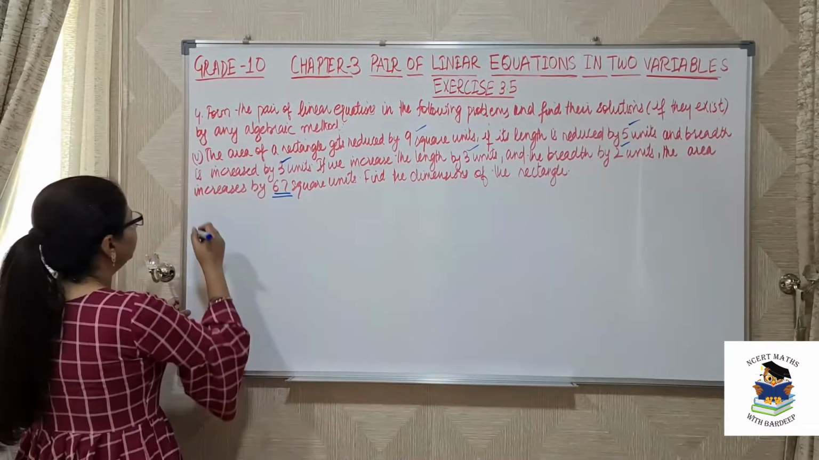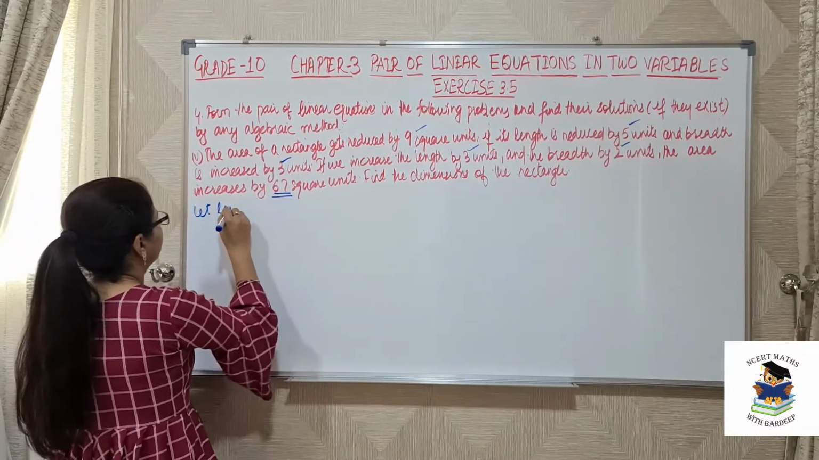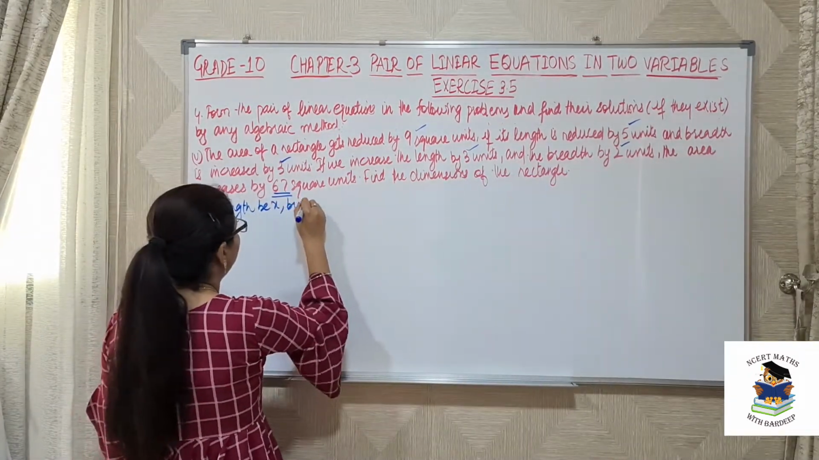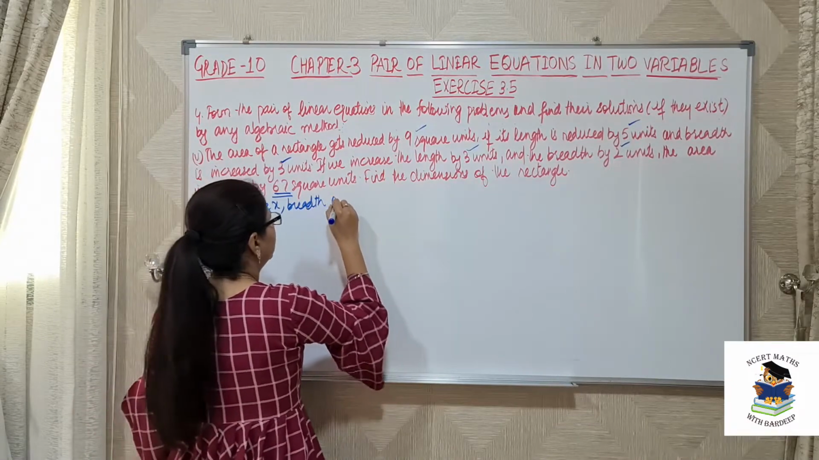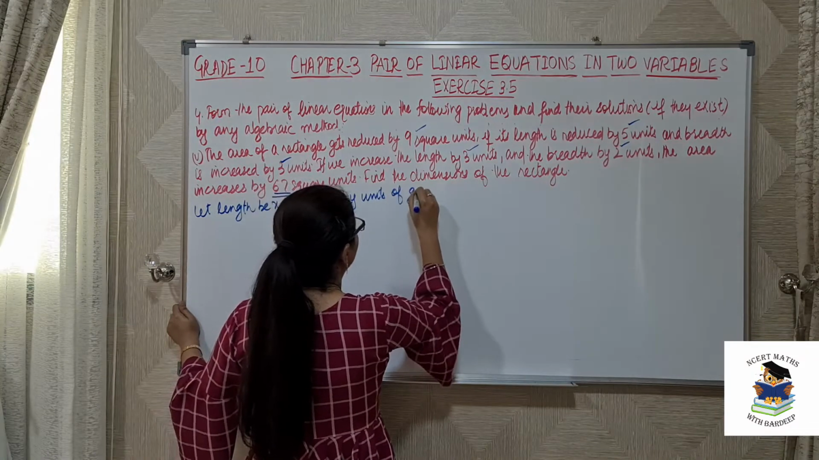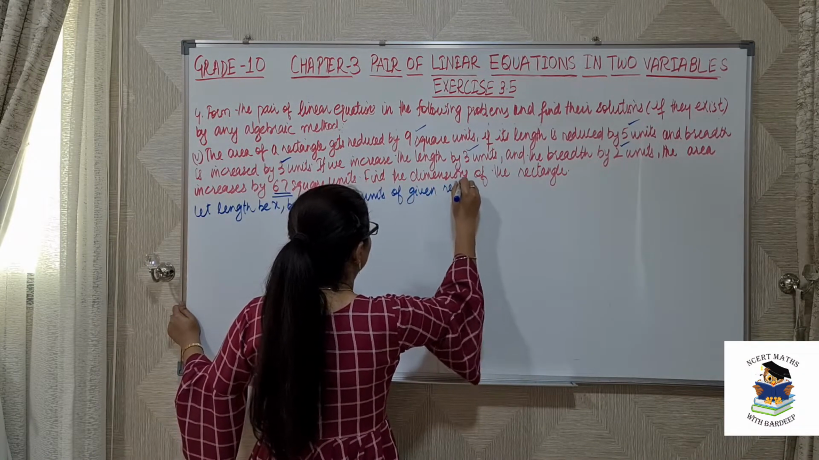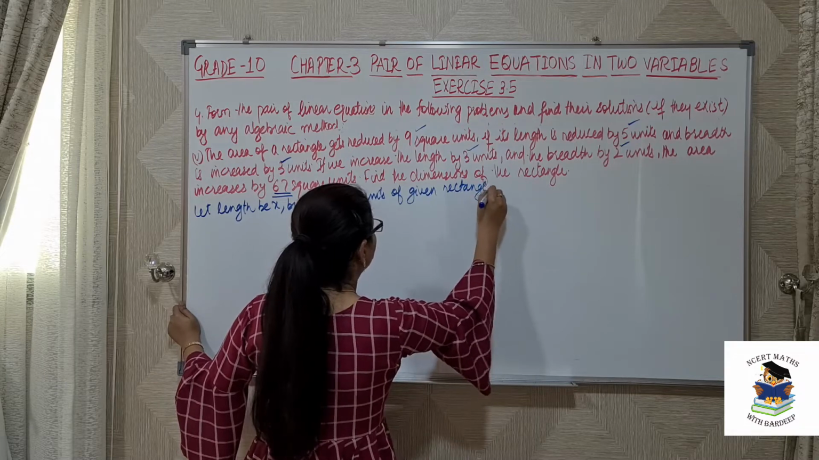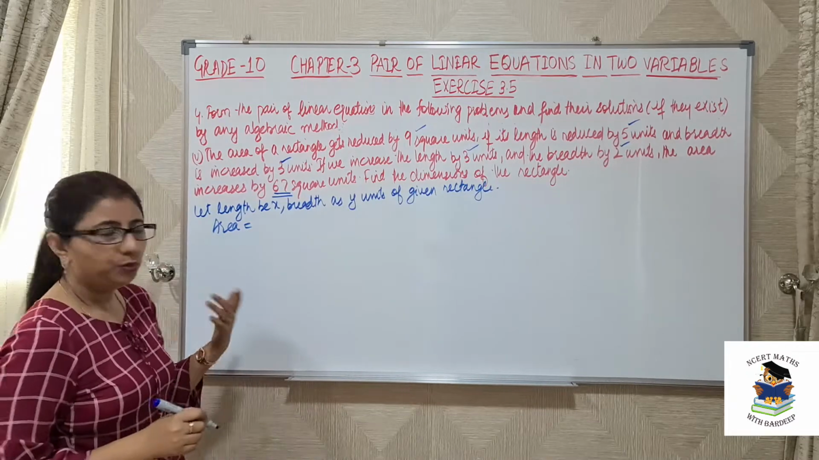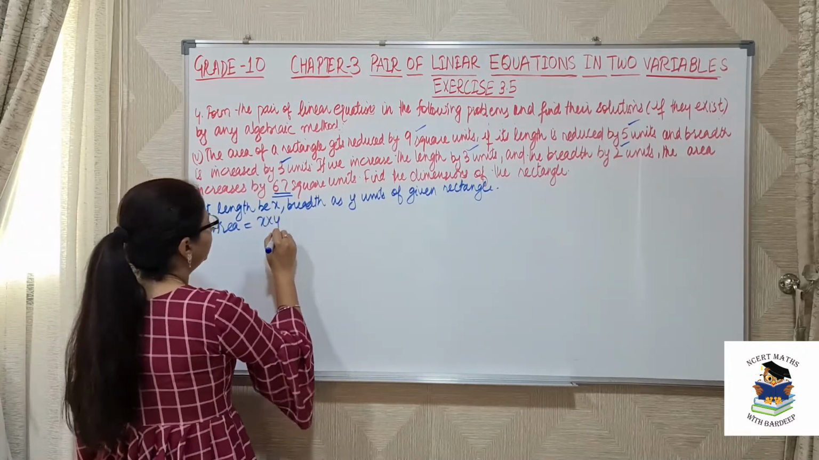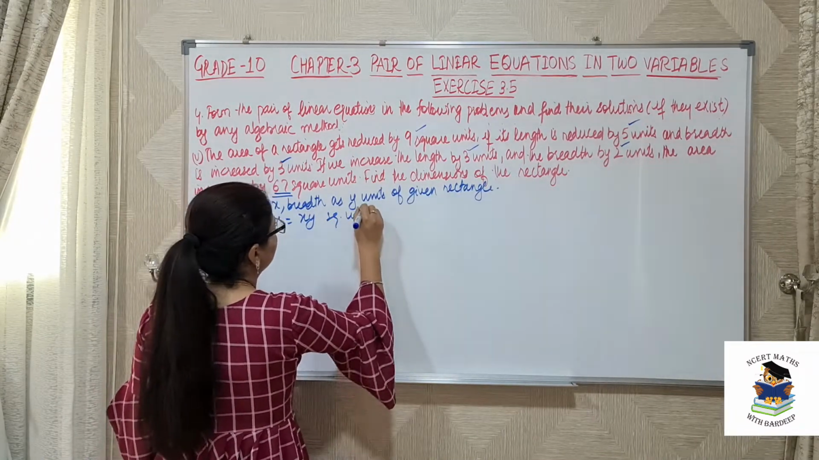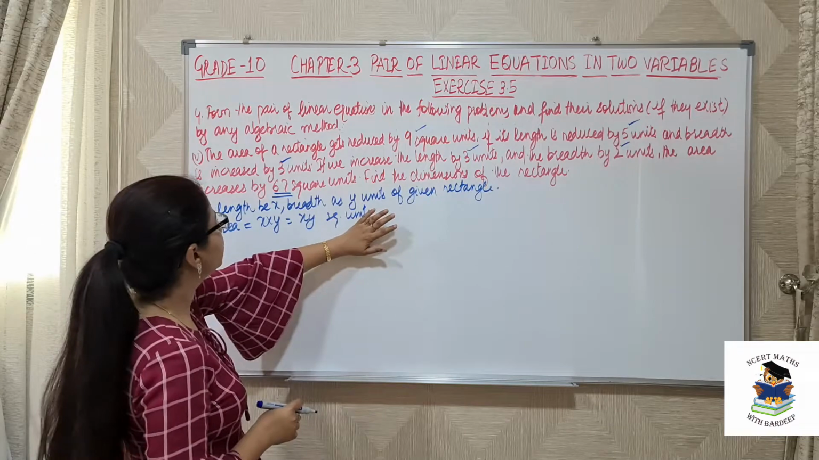So let's assume our dimensions. Let length be x and width be y units of the given rectangle. Okay, then what is area? So area is length into width, that is x into y, means xy square units, right? So now let's see the first case.